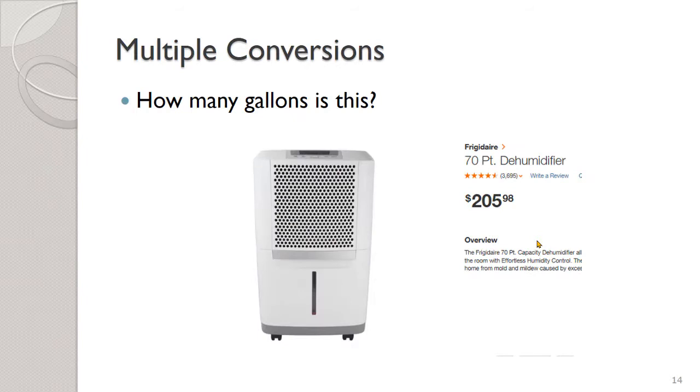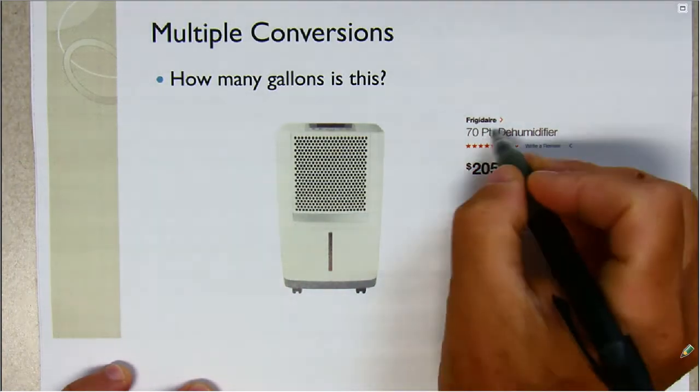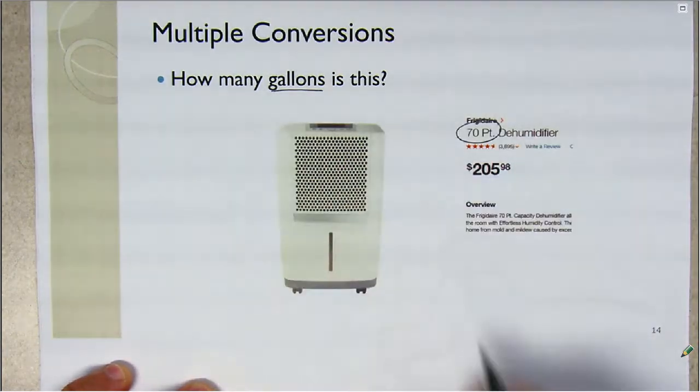Okay, let's take a look at a couple more conversions because there's something else I want to show you here. A typical dehumidifier is rated according to how much water it can remove from the air in humid conditions. So this is a 70-pint dehumidifier. How many gallons is that? All right, so let's set this up. We want to convert 70 pints into gallons.